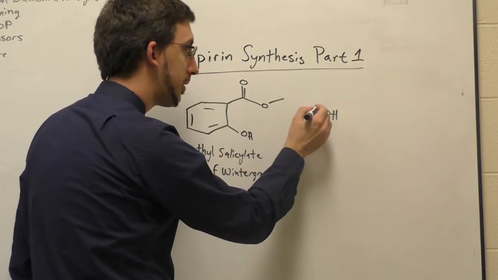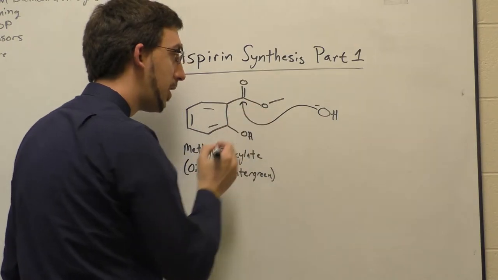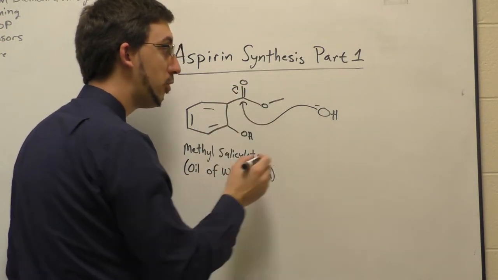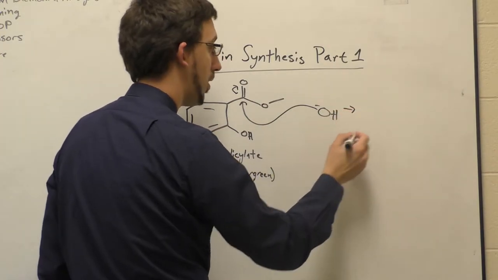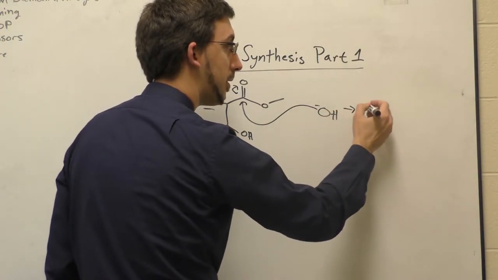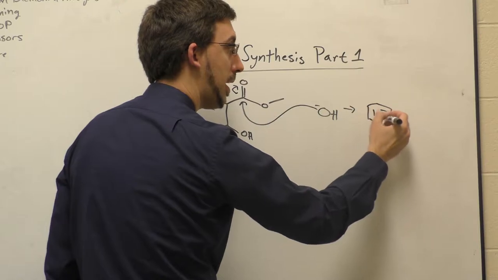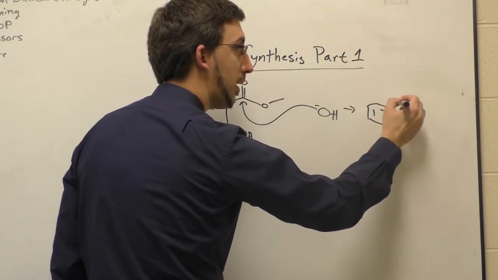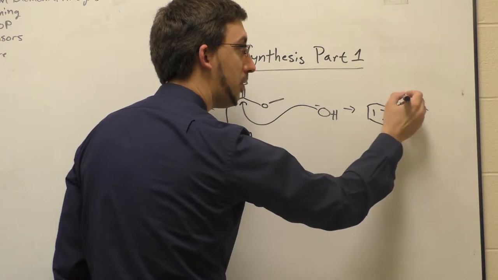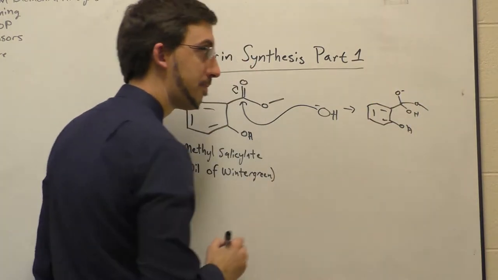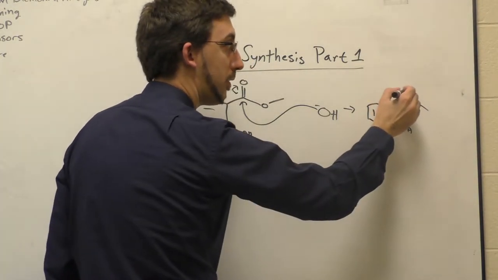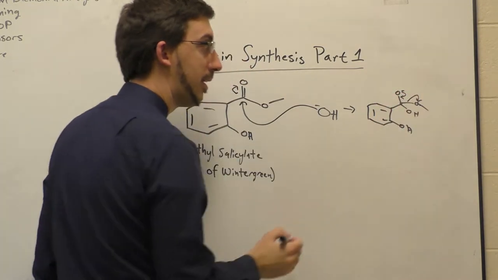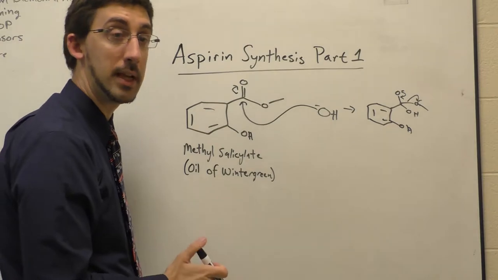The hydroxide comes and attacks the carbonyl carbon. This initially swings up to give me a tetrahedral intermediate. If I draw this out a little bit, we'll have the OH, we'll have the O methyl, and then we'll have an O minus. This O minus is going to swing back down and kick off the methoxide group.